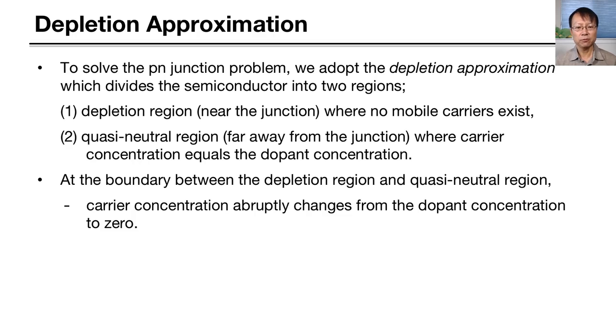Outside the depletion region, we have a quasi-neutral region, or just neutral region. In this quasi-neutral region, the carrier concentration equals the dopant concentration, just like the isolated n-type and isolated p-type material. And we further assume that there is an abrupt boundary between these two regions, the depletion region and the quasi-neutral region. In reality, you would imagine there is a gradual transition from the depletion region to the neutral region, which we will discuss later. But here the approximation is that there is an abrupt boundary, which makes our mathematical analysis very simple.